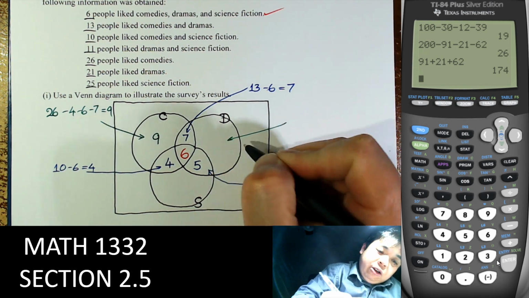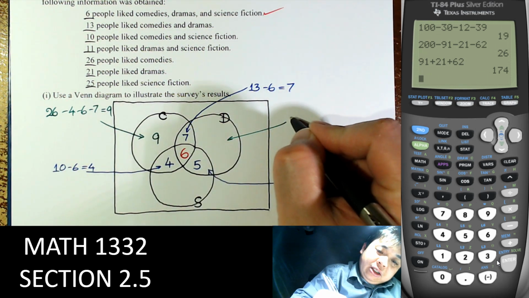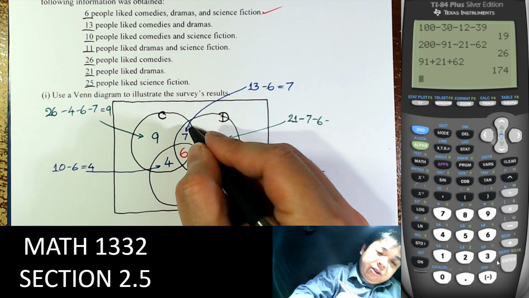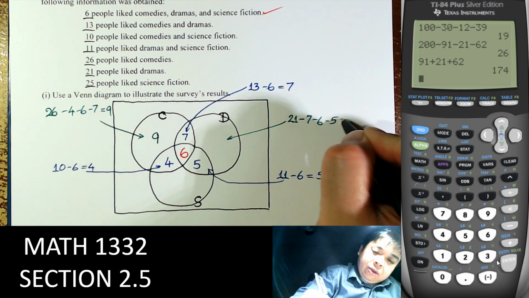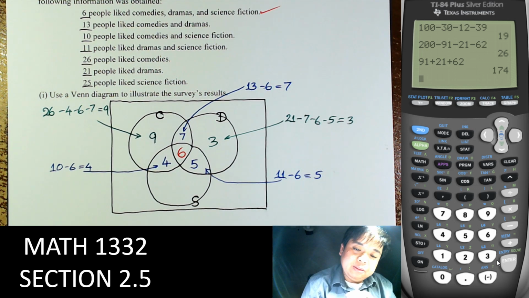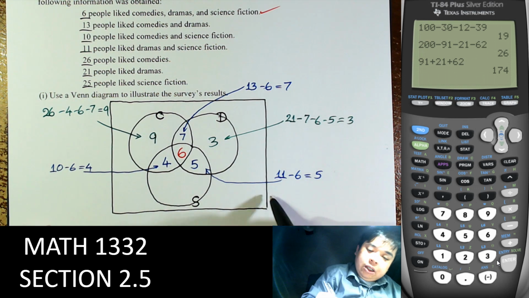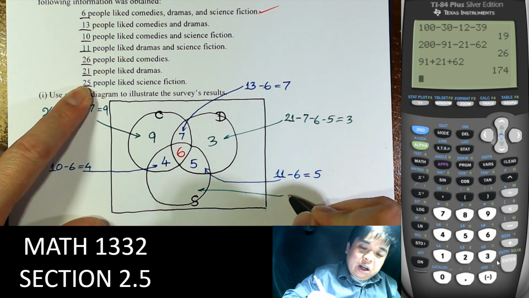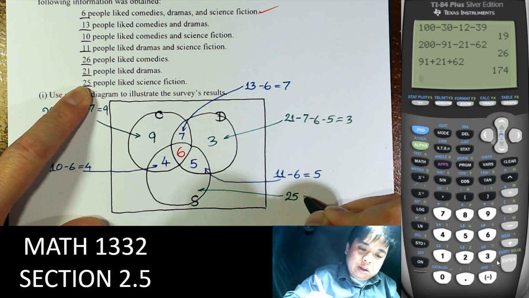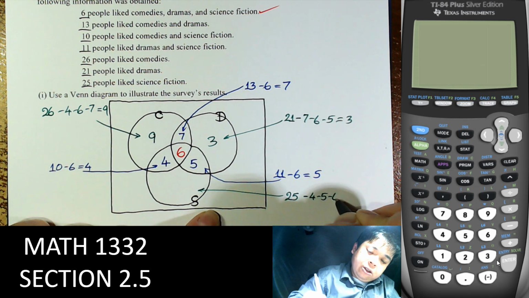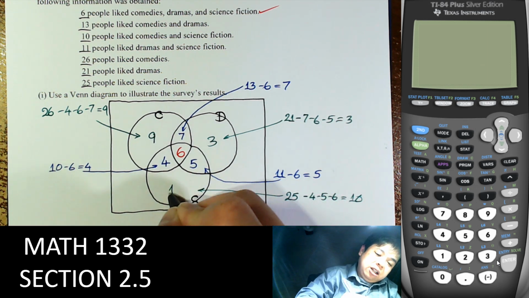Same thing here. For drama, 21 like drama, minus 6, minus 7, 6, and 5. We have 3. Those 3 people only like drama. And then this: 21 like science fiction, minus 4, 5, 6. That gives us 10 that only like science fiction.